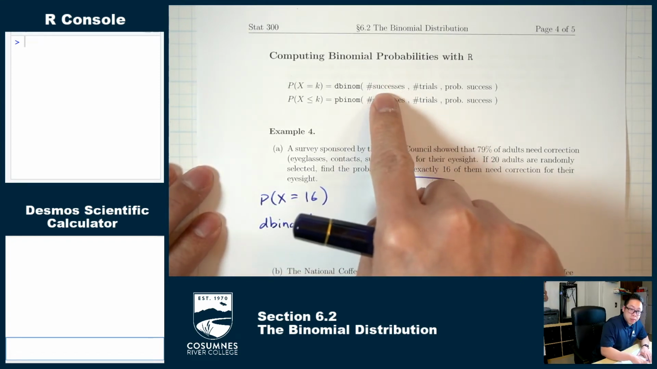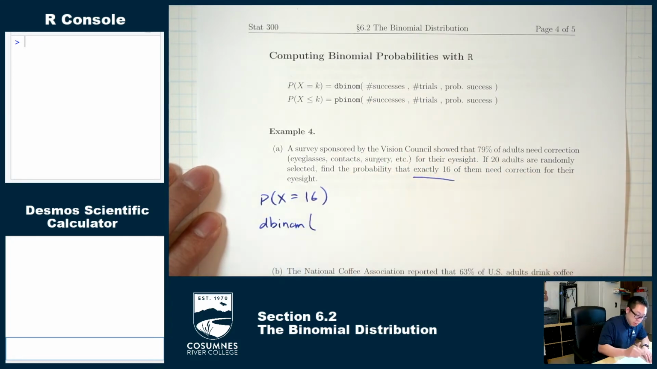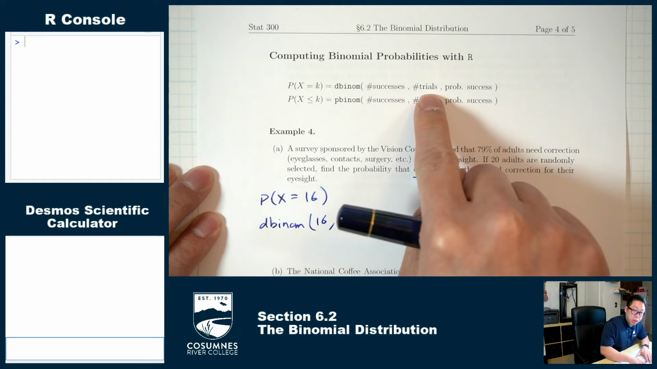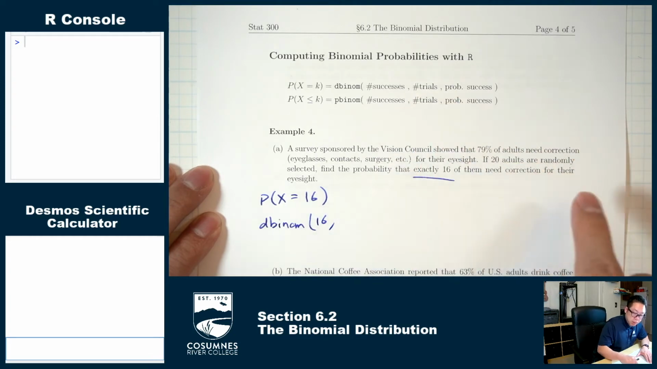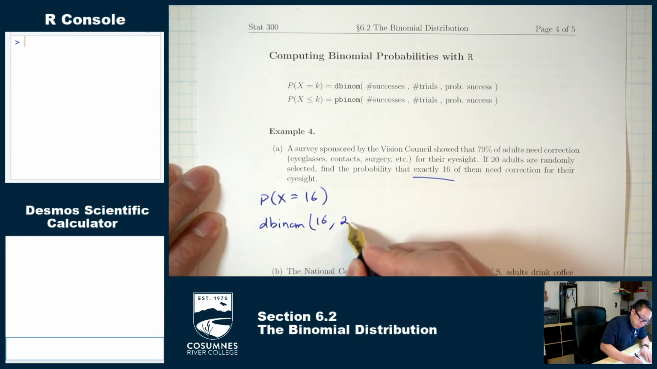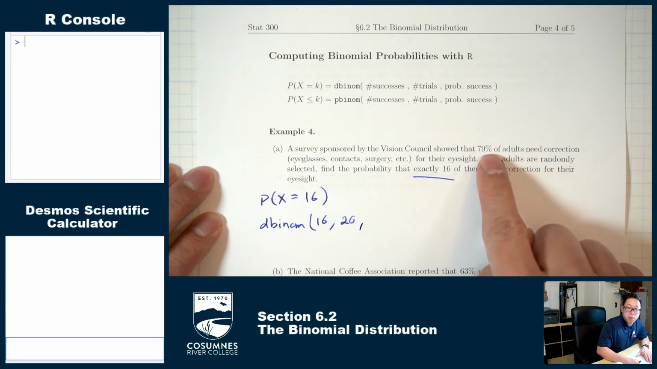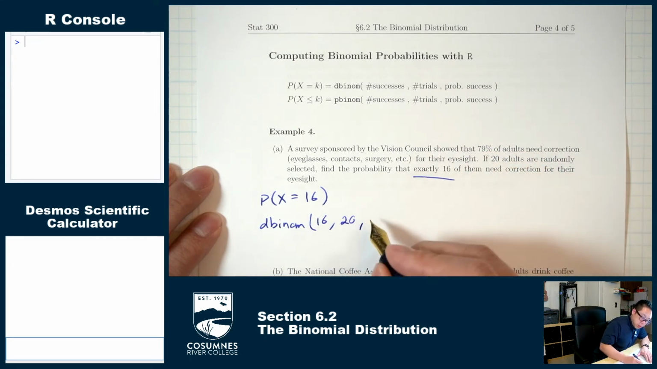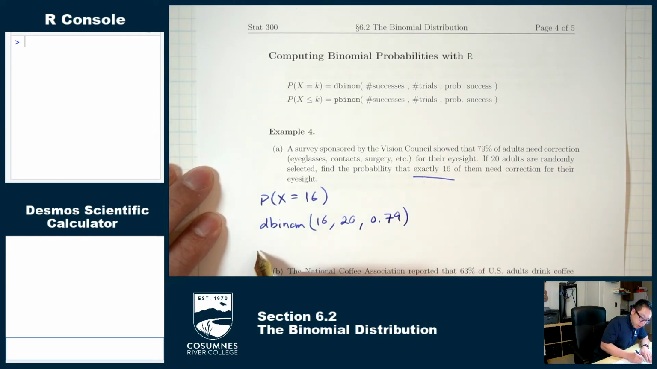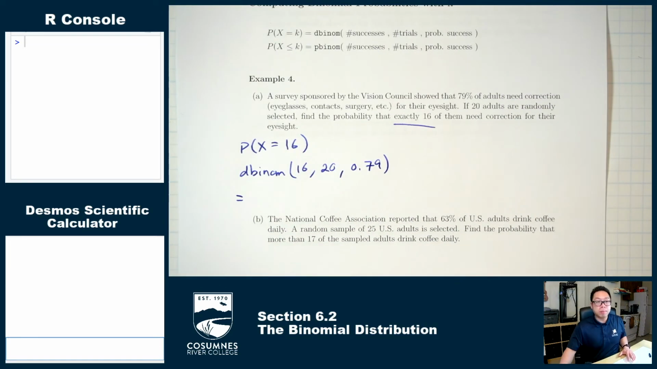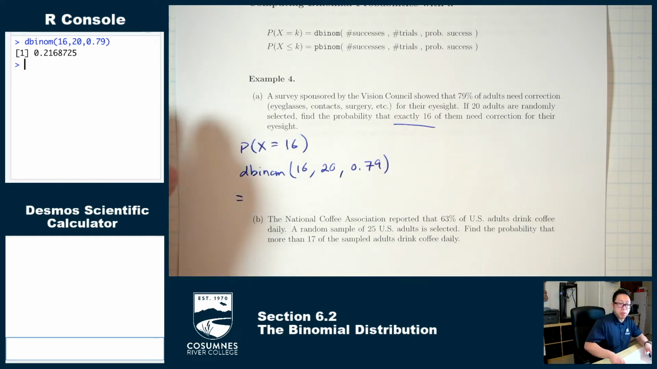Number of successes that I want, so it's 16, comma, number of trials, that's the total number of people that you selected, it's 20. Probability of success, 79%. But you need to convert it to a decimal. So 79% as a decimal would be 0.79. And then you're going to type this into R, dbinom, parentheses, 16, comma, 20, comma, 0.79. And our answer is 0.217. So that's rounded to 3 decimal places.